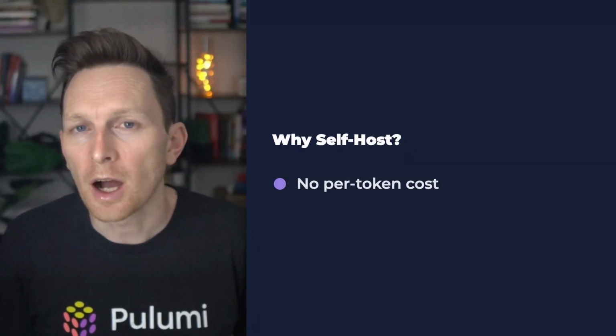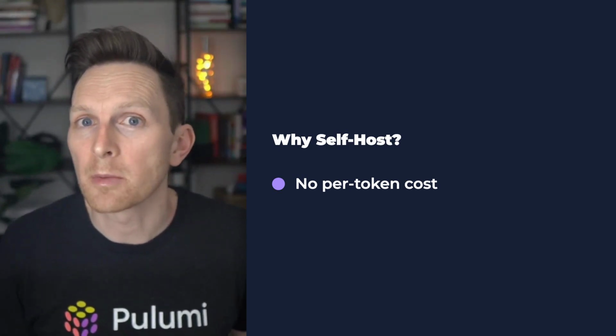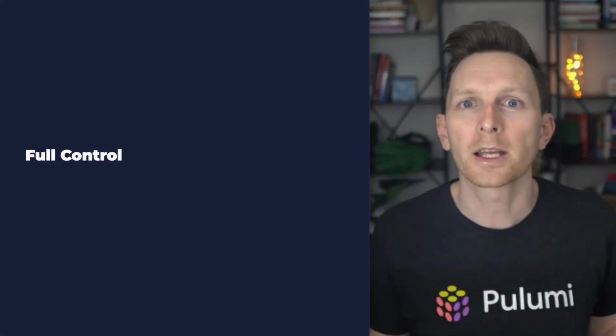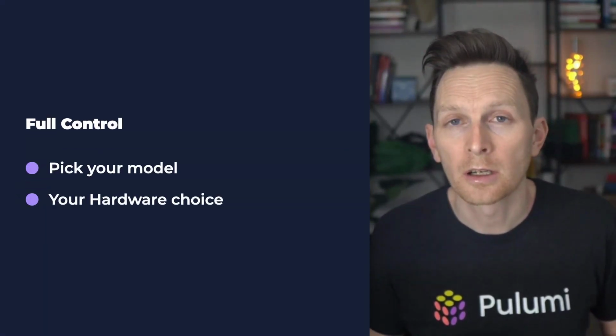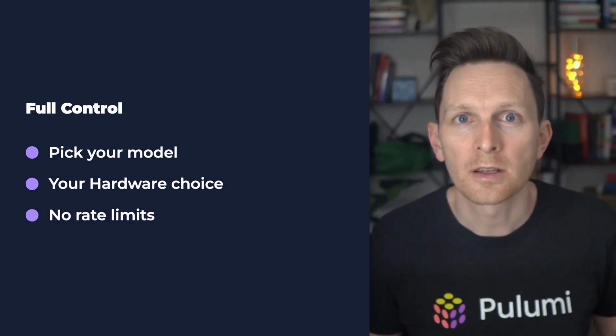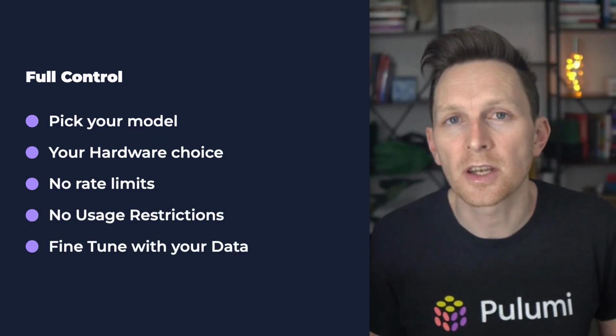One answer might be cost, right? There's no per token charges here. Another great reason might be privacy. This data I completely control, and control can be bigger than just privacy, right? I can pick the model here. I can pick the hardware configuration. There's no rate limits. There's no usage policies. I could fine tune this. I could make any changes I'd like.